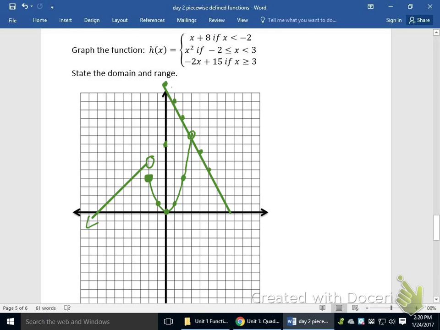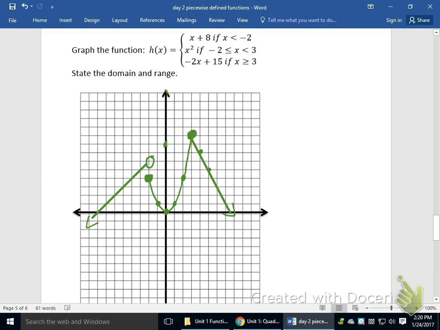Now it says to use only x values greater than or equal to 3. So where it was an open circle on this last one, it's now going to be a filled in circle due to this last piece. So that's okay to have happen. This will now become a filled in circle when I cut it off. Erase what I don't need. And now fill in that circle. And here's my graph. Okay, now it says state domain and range.